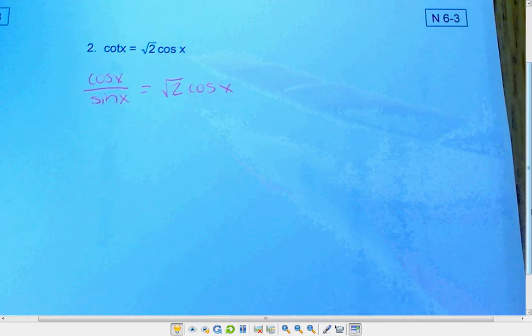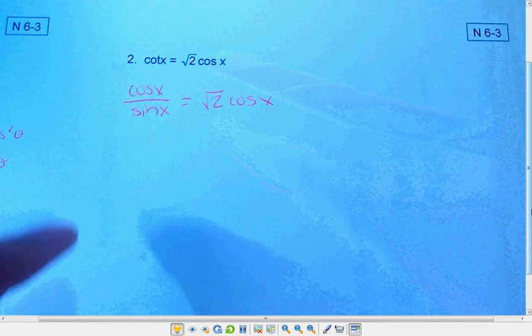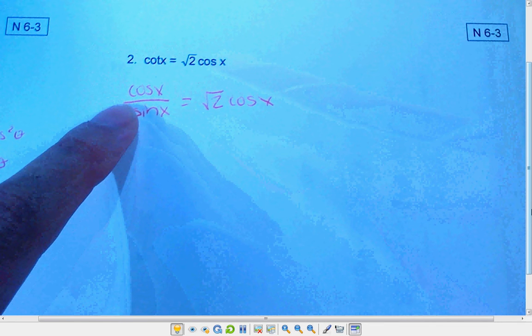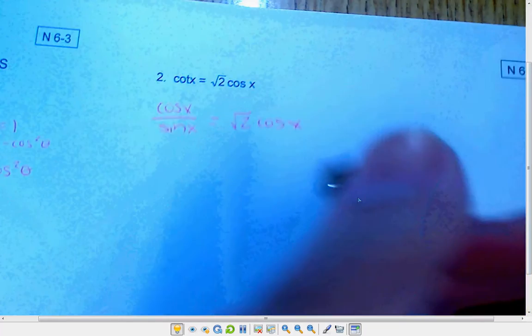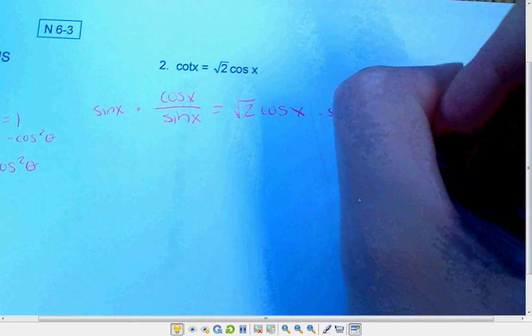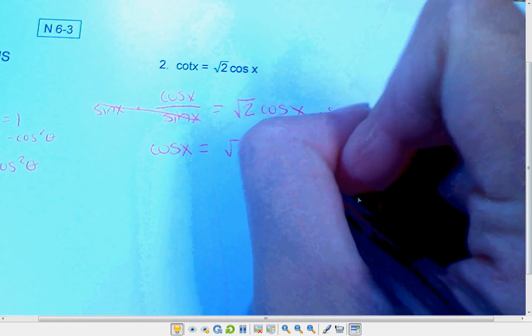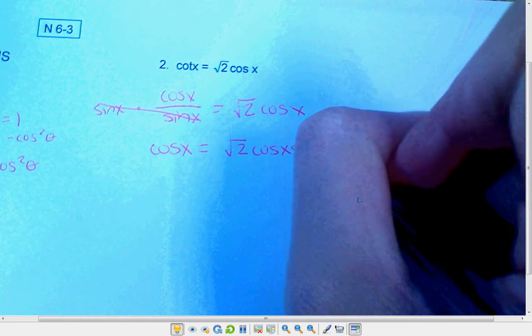Because this is a fraction, I want to get rid of the fraction. Right now this is being divided by sine. So to get rid of dividing by sine, I'm going to multiply both sides by sine. So this cancels out and I'm just left with cosine x. Over here I'm left with √2 cosine x sine x.